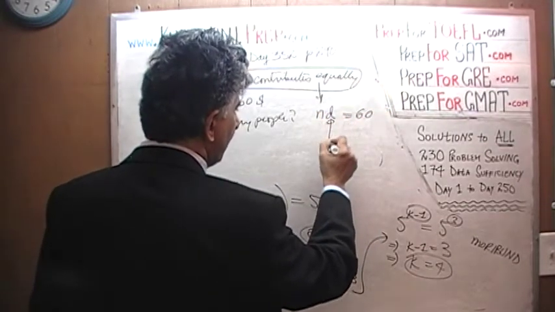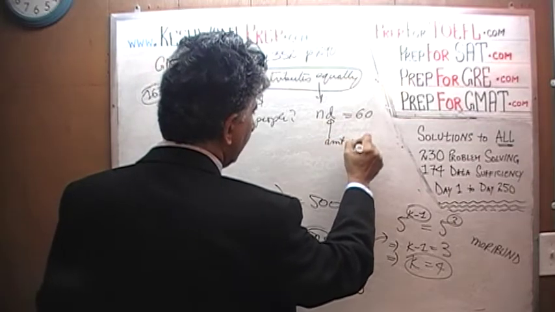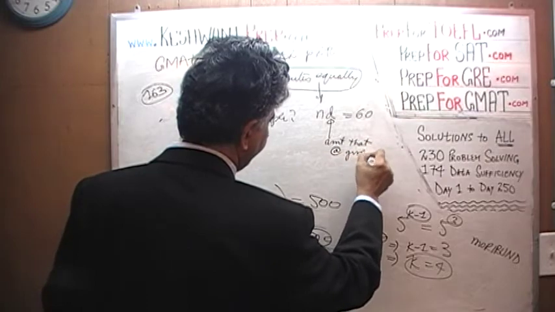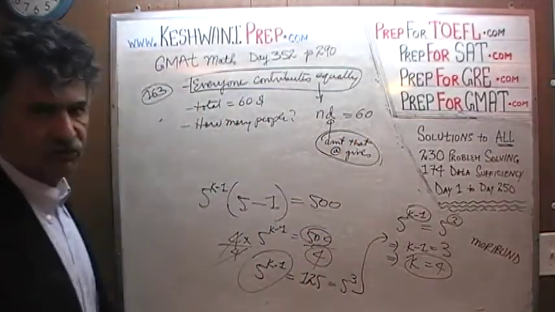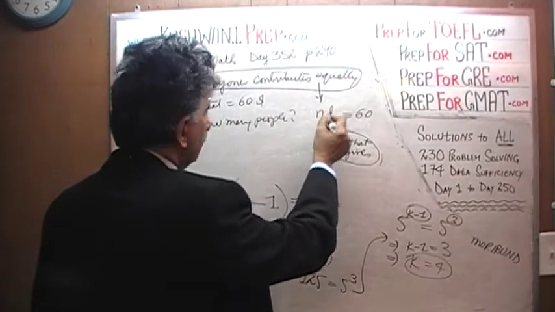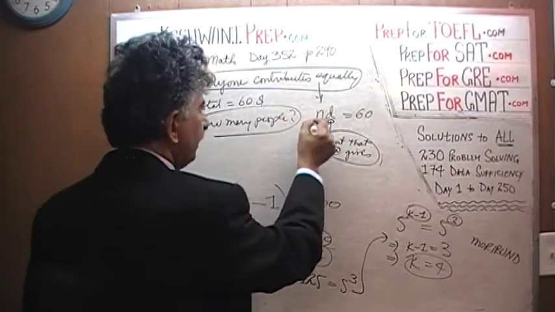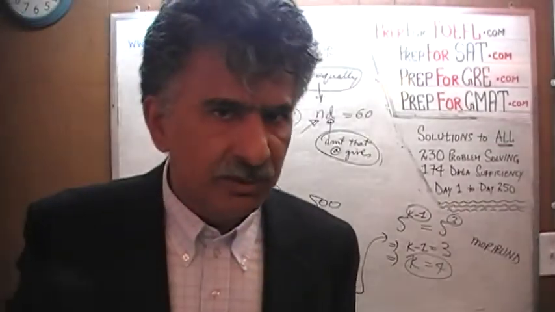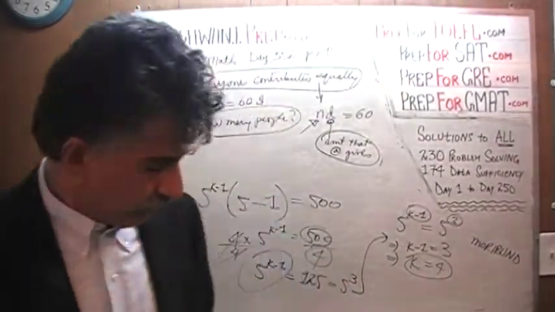d is the amount that each person gives. Well, it's very straightforward. How many people is what they're asking here, we need to find out n. If we can figure out how many people, how much each person gave, we are home free. Let's see what they tell us.